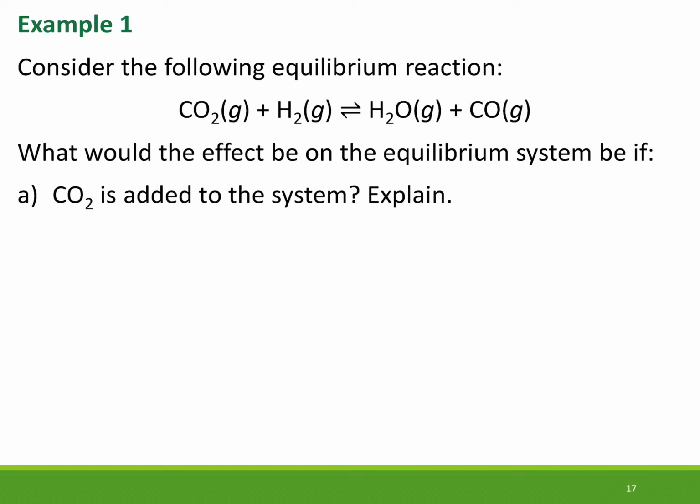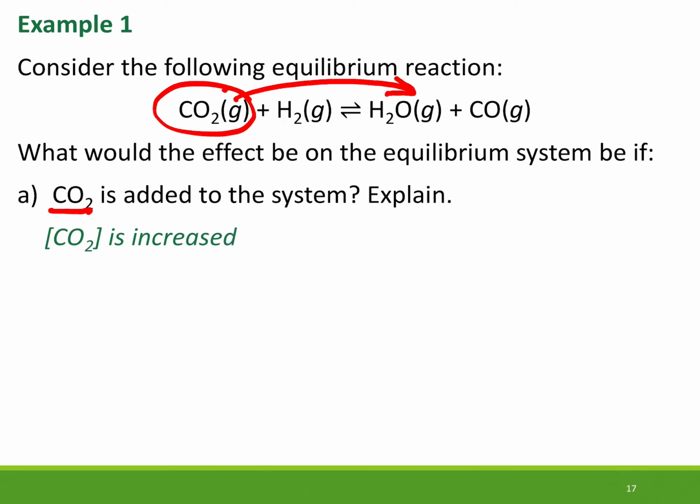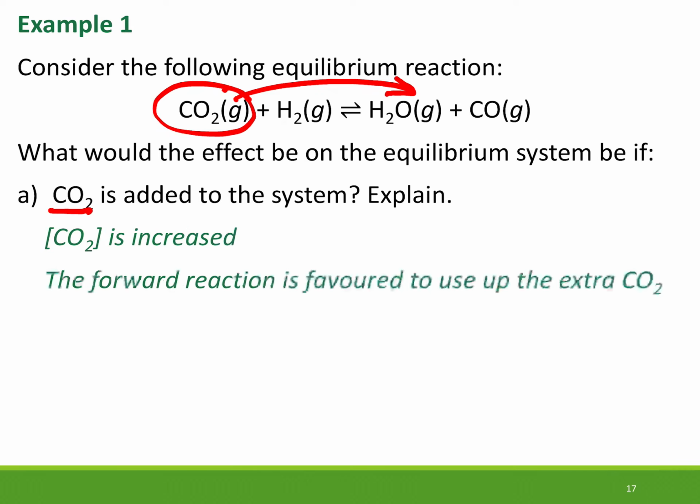consider the following equilibrium reaction, and then they ask what would be the effect on the equilibrium system if CO2 is added. I'm putting in CO2, so it needs to use it. I'm going to favor the forward reaction. So the concentration of CO2 is increased. The forward reaction is favored to use up the extra CO2.